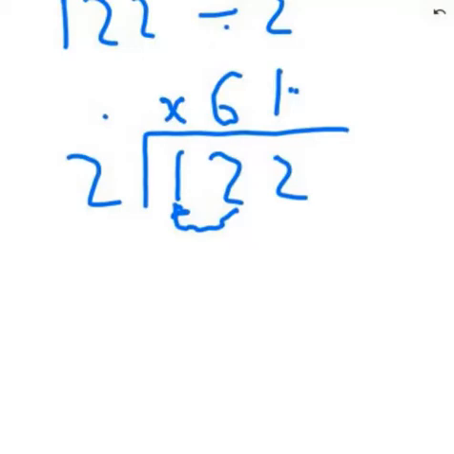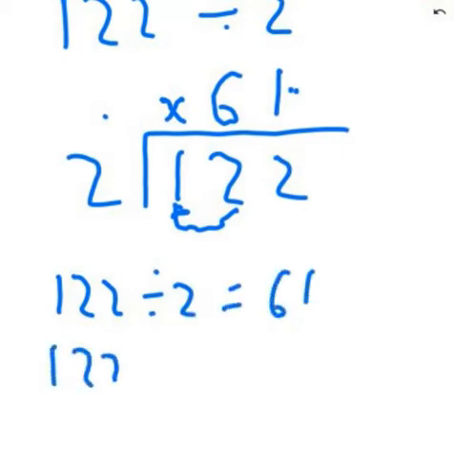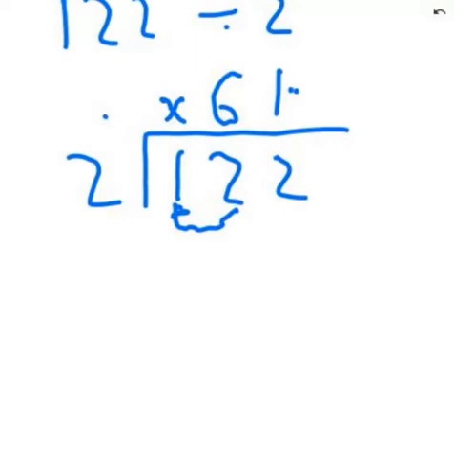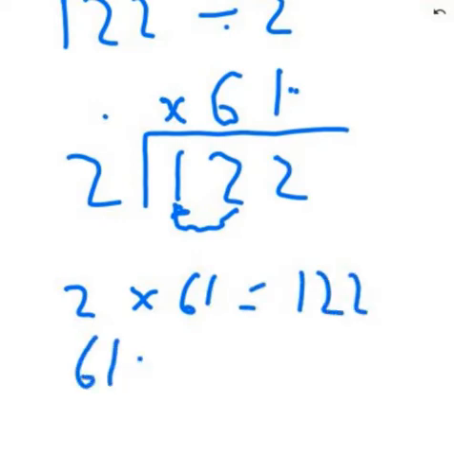Instead of having that triangle before, it can actually just be written out. So 122 divided by 2 equals 61. 122 divided by 61 equals 2. That's 2 of the examples. And then the multiplication ones. 2 times 61 equals 122, which is going to be the same any way you write it.